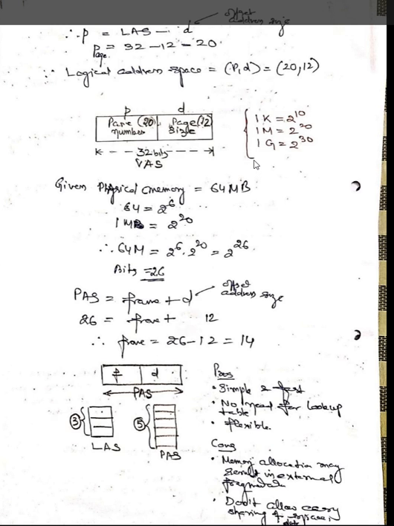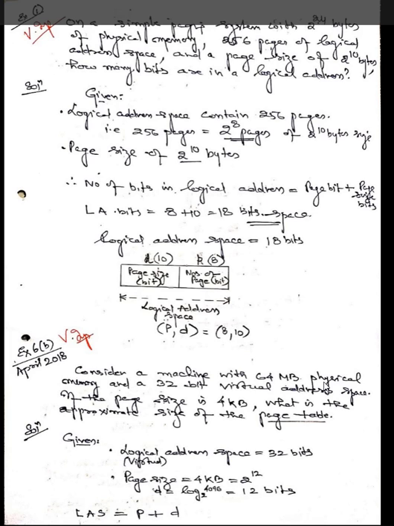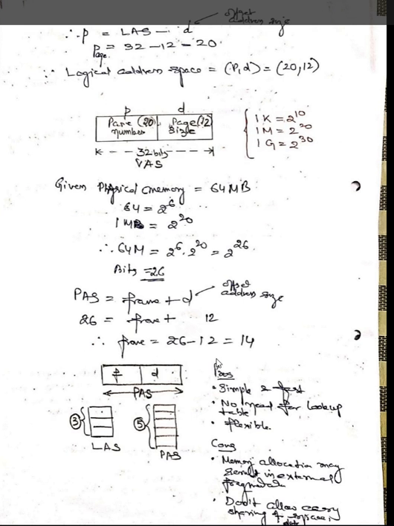Now coming to the second part. The second part is given as 64 MB physical memory. What does it mean? It talks about the physical address space. So 1 MB is 2 to the power of 20. 64 MB is 2 to the power of 6 into 2 to the power of 20, that is 2 to the power of 26. So the bit size is 26.